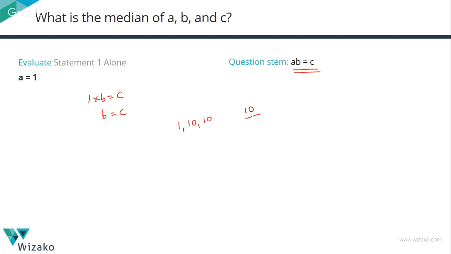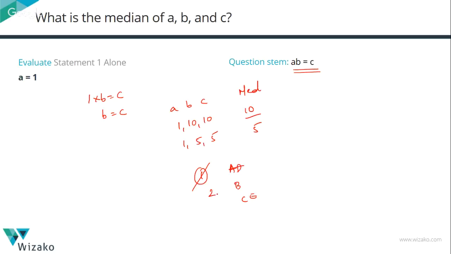The median is 10. If B is equal to 5, the numbers are going to be 1, 5, 5. This corresponds to A, B, and C. So what is the median in this case? The median in this case is going to be equal to 5. So with statement 1, you're not going to get a unique answer. Statement 1 alone is not sufficient. Let's rule out answer choices A and D with this. What we are down to is B or C, E.